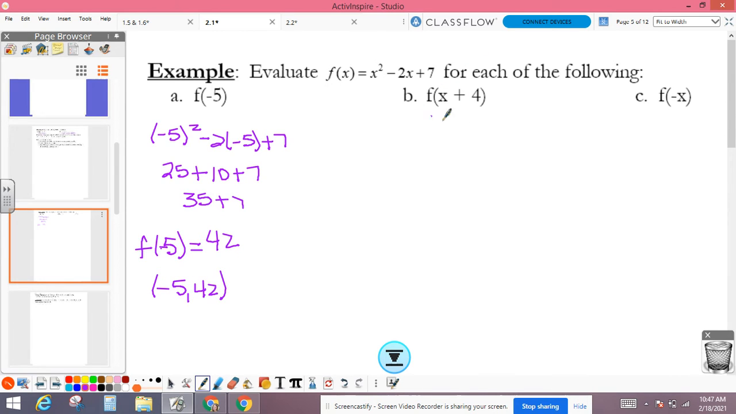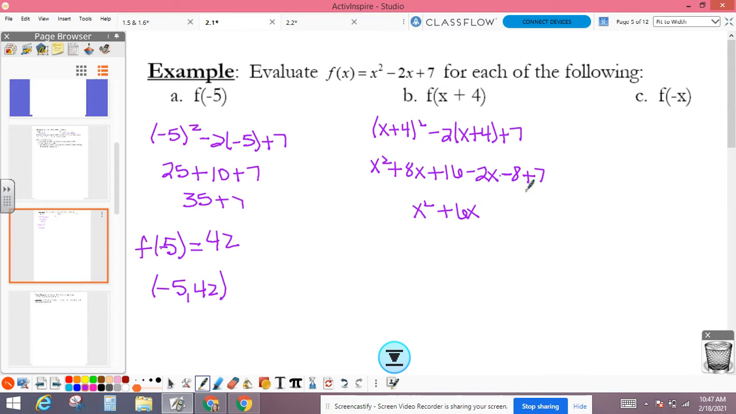All right, if I want to plug in something uglier, that's an option. It takes a little bit more work. x plus 4, squared, minus 2 times x plus 4, plus 7. So x plus 4 squared, you're going to get x squared. You'll get a 4x and a 4x, so 8x, and then a 16. Distribute this -2, so that's -2x minus 8. And then your plus 7. All right, combining like terms, you get x squared plus 6x plus 15.